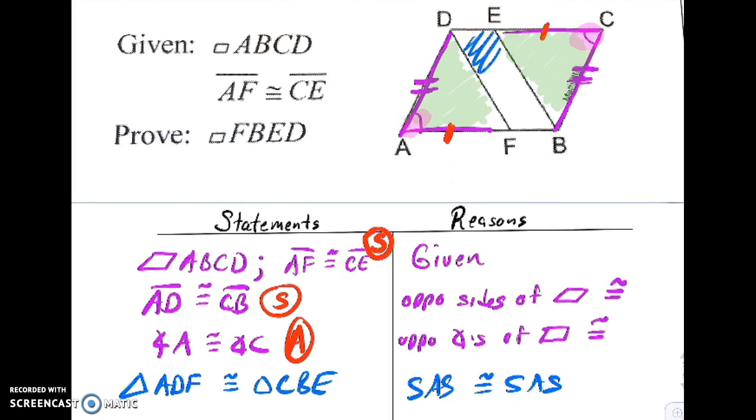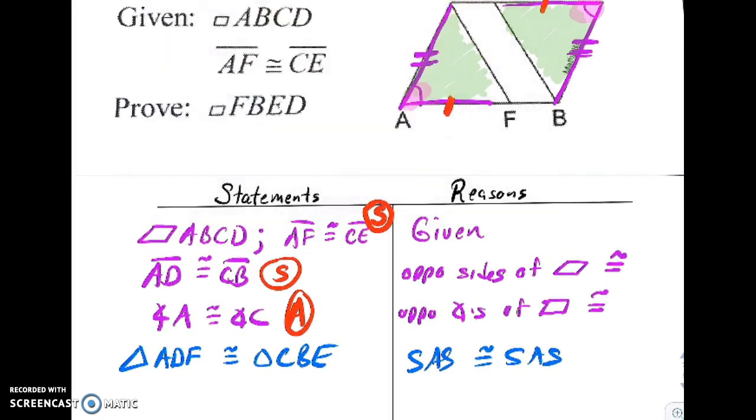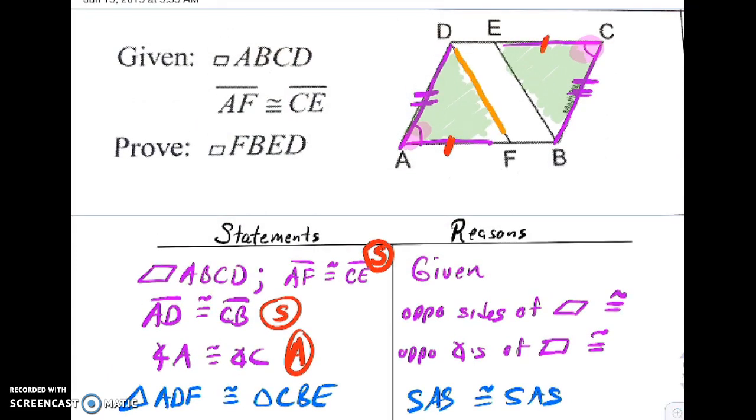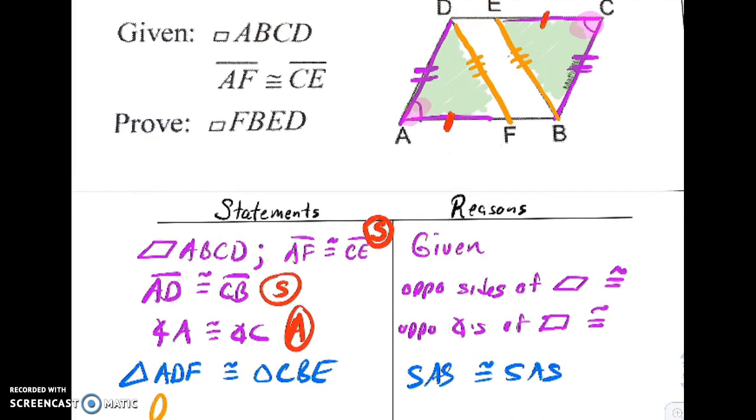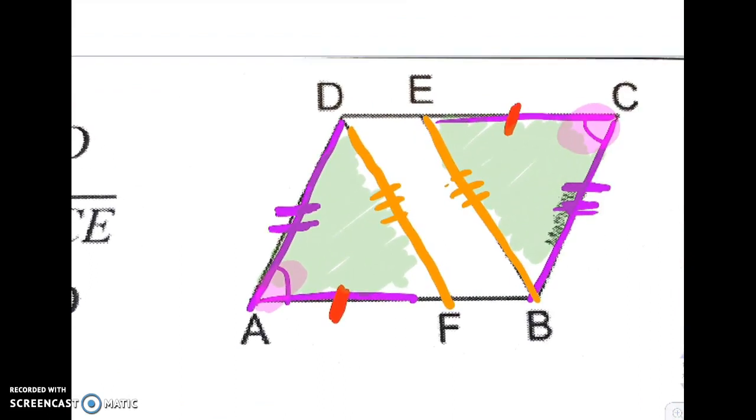Remember, we're trying to prove that this parallelogram exists in the middle there. So now that I know the two triangles are congruent, I now know that this side and this side are congruent because they're in the triangles. So what I have here is DF is congruent to BE because corresponding parts of congruent triangles are congruent, CPCTC, because that's really just part of the two triangles.